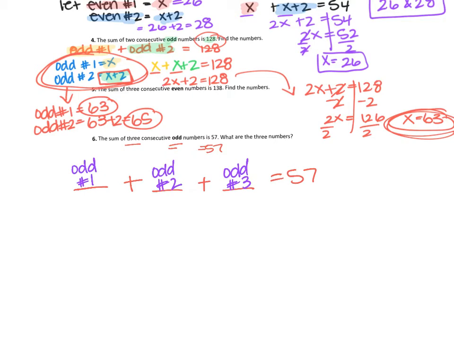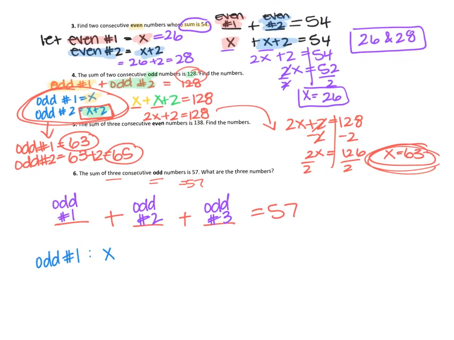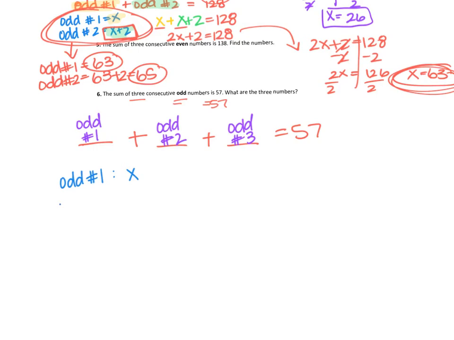So if we define our variables here, we'll call odd number 1 just x. And again, I'm back up here using this table. It says to do x, x plus 2, and x plus 4. That's where these are coming from. So odd number 1 is x. My odd number 2, to get the next consecutive odd number we add 2, and to get the next odd number, so to get odd number 3, we're going to do x plus 4.